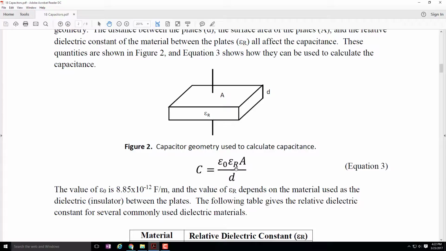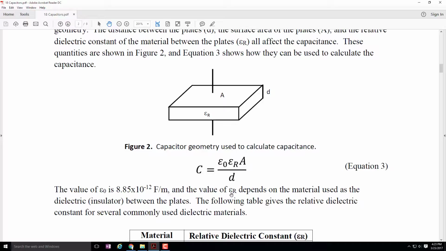We need to multiply that epsilon r by a constant epsilon 0. Epsilon 0 is the dielectric constant of free space, the dielectric constant of a vacuum. So epsilon r is saying how much better of a dielectric do we have as compared to if it were just left as a vacuum between the two plates. So we take the epsilon r times epsilon 0, we multiply that by the surface area, and we divide it by the distance between the two plates. And the value of epsilon 0 is shown here, 8.85 times 10 to the minus 12 farads per meter.